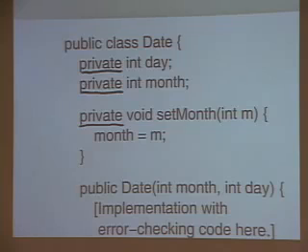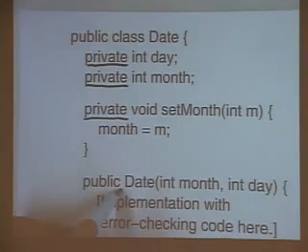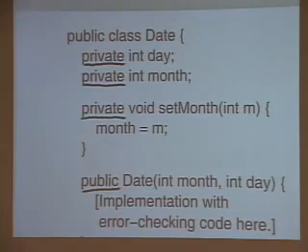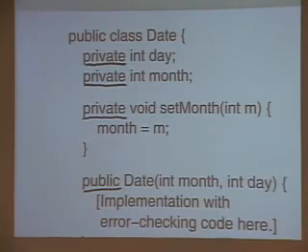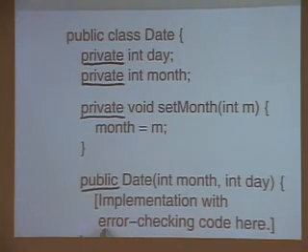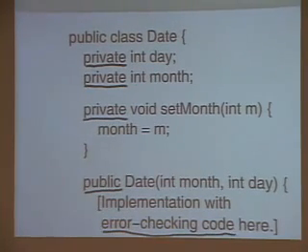Of course there are some public methods like the date constructor, but the date constructor is something that you want to provide as a service for other classes to use. So you make that public, and you also make sure it has error checking code so that if other classes try to abuse your class, you can catch them.